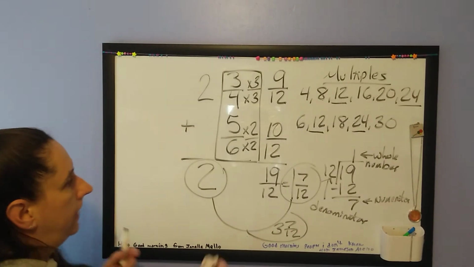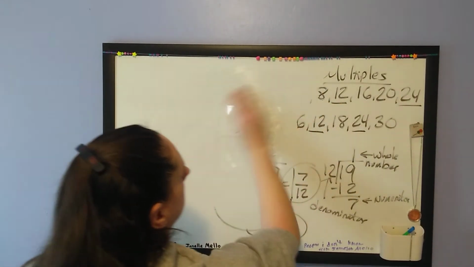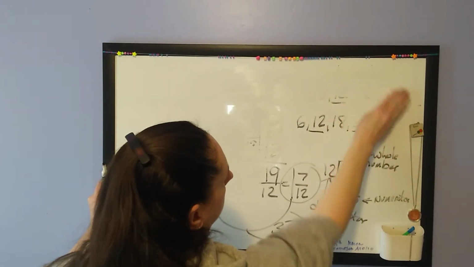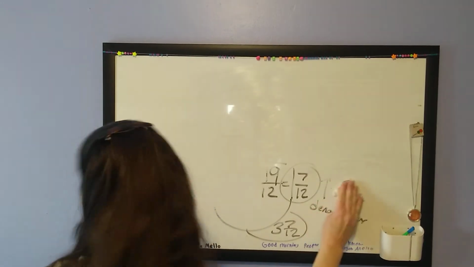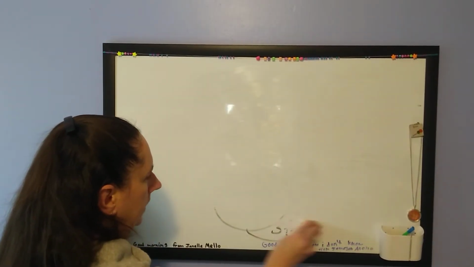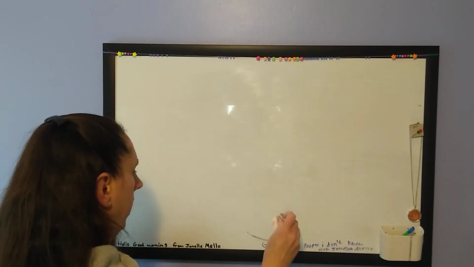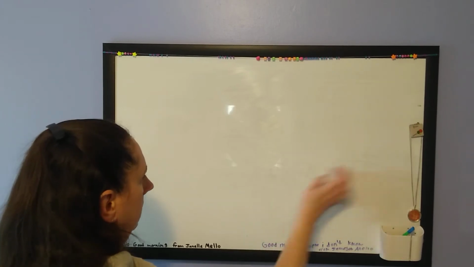On page 25, we go into subtraction, and it's subtraction of just fractions. And then on page 26, it is a subtraction page of just mixed numbers, I believe.